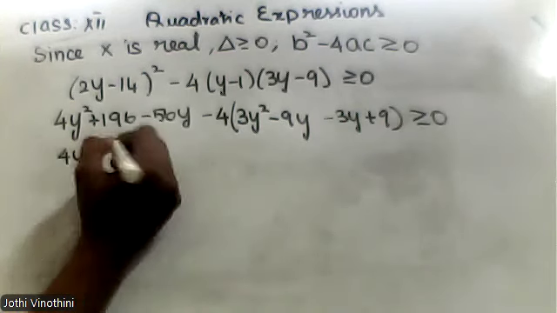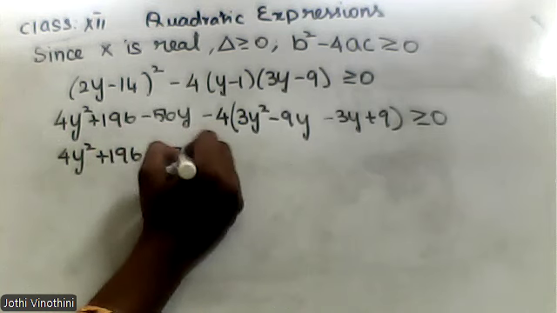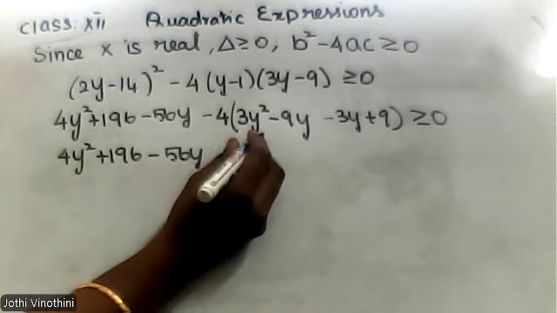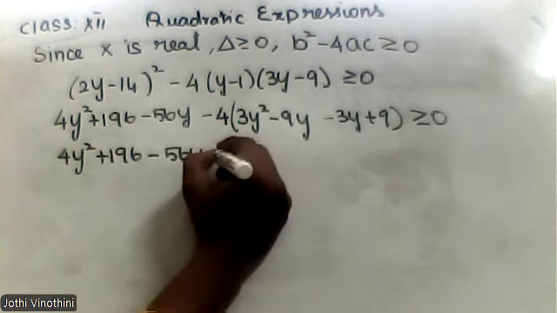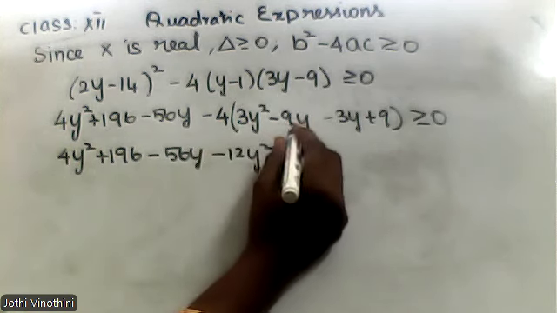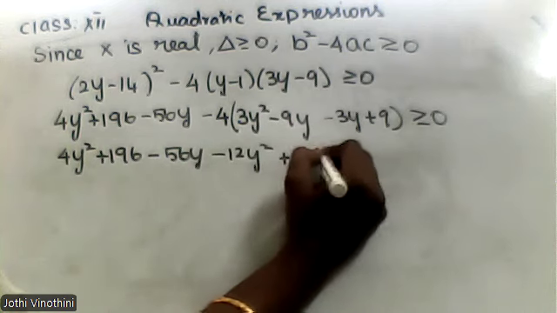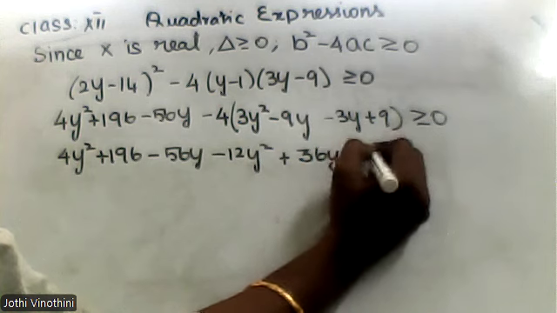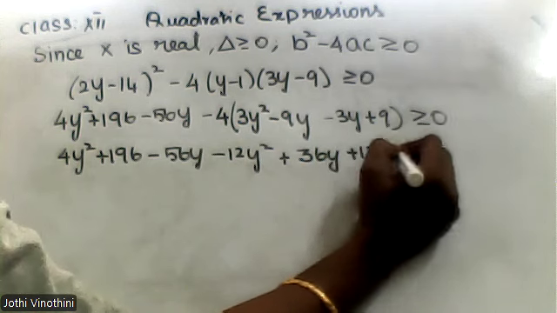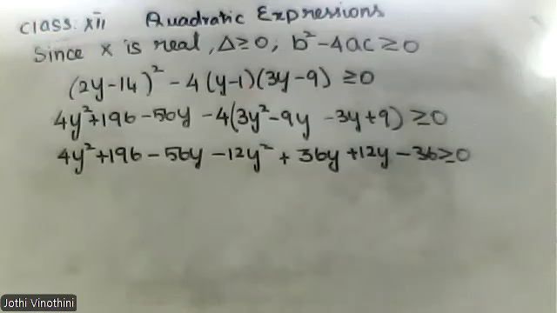So 4y squared plus 196 minus 56y. I am just going to take this 4 inside this. So it will become minus 12y squared plus, minus into minus plus, 9 fours are 36y and plus 12y and minus 36 greater than or equal to 0. Clear?